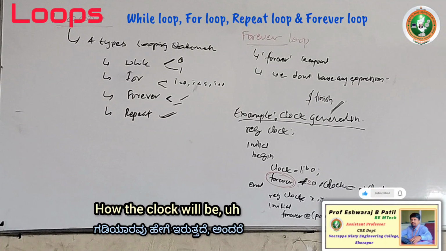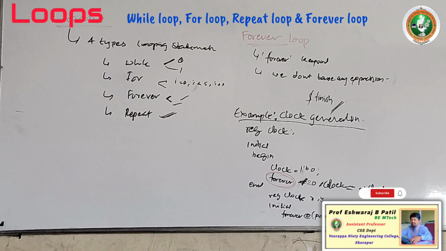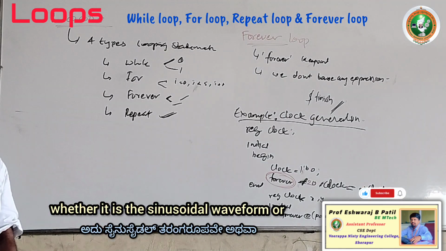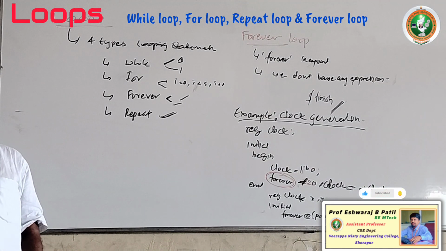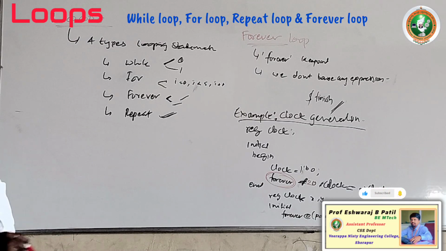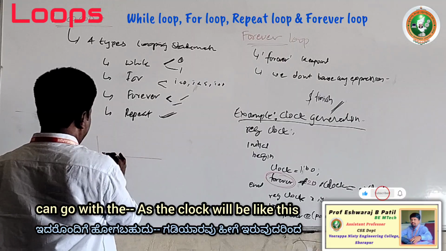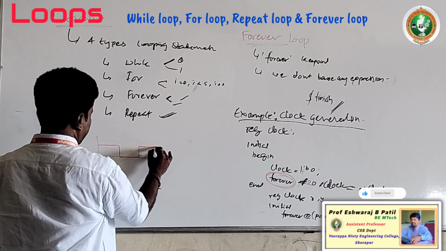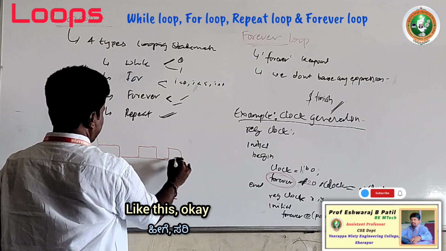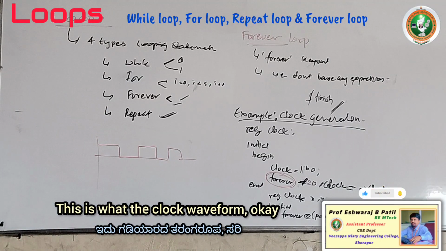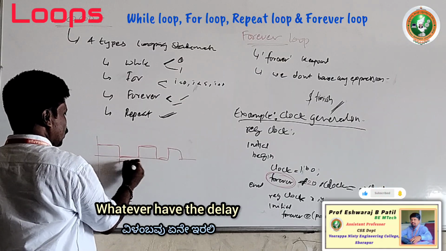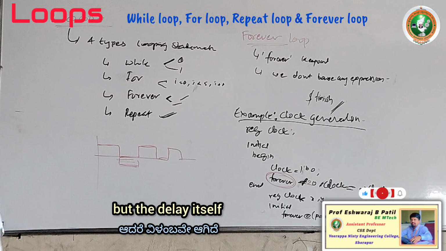How will the clock be shown in the Verilog code? With the help of the waveform. Whether it is the sinusoidal waveform or which type of waveform can I go with? The square waveform. The clock will be like this. This is the clock waveform, with the high position, low position, high position, low position. Whatever delay we have, the low position is nothing but the delay itself. We are mentioning the delay.